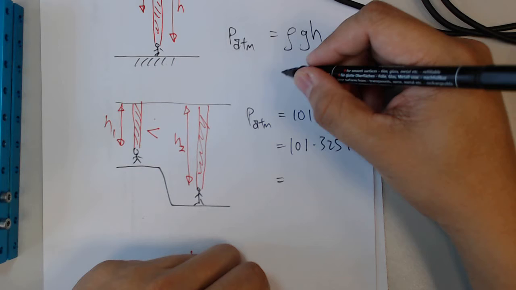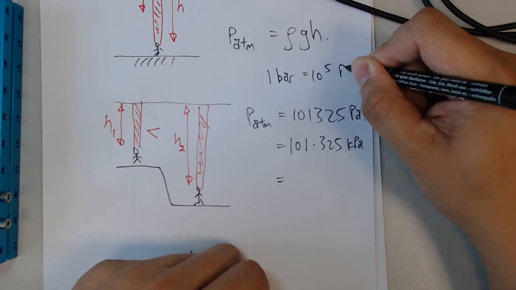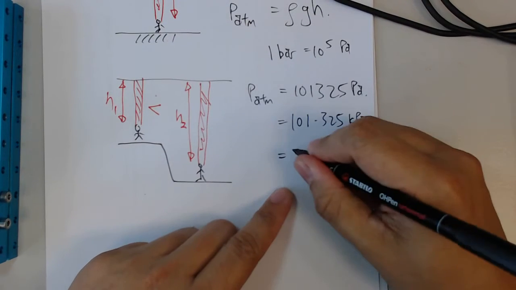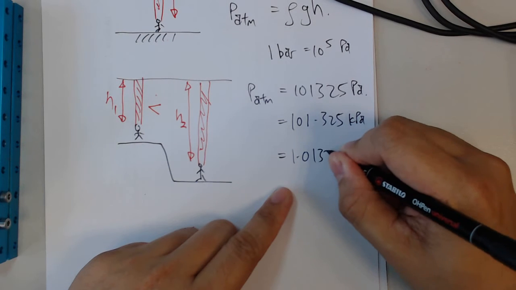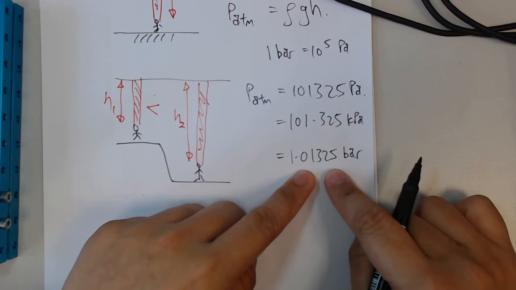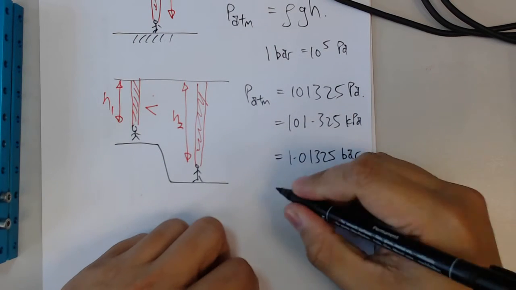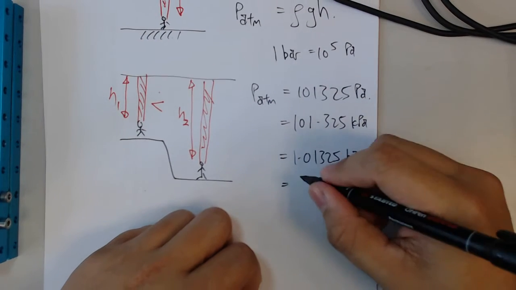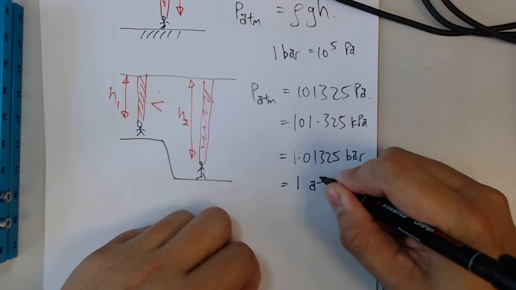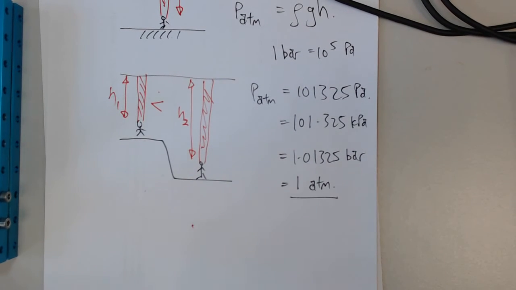There's a unit of 1 bar, which is 10 to the power of 5 pascals. So this will be 1.01325 bar. That is the atmospheric pressure in three kinds of units. We tend to call it equal to 1 atmosphere, so 1 atmosphere is equivalent to this pressure in terms of pascals.